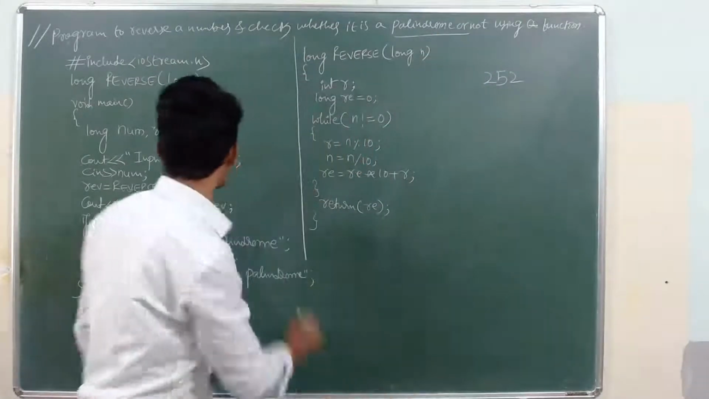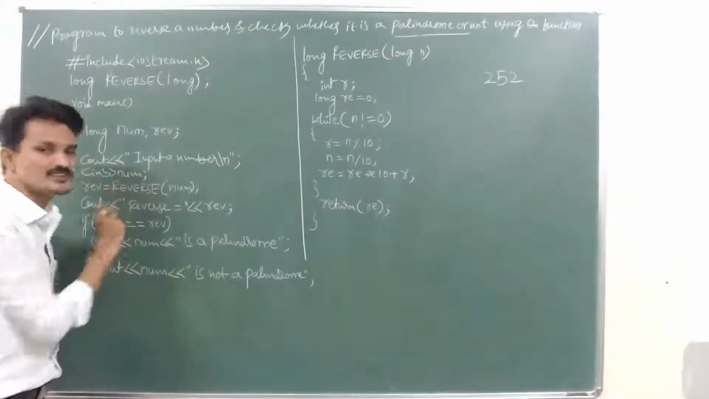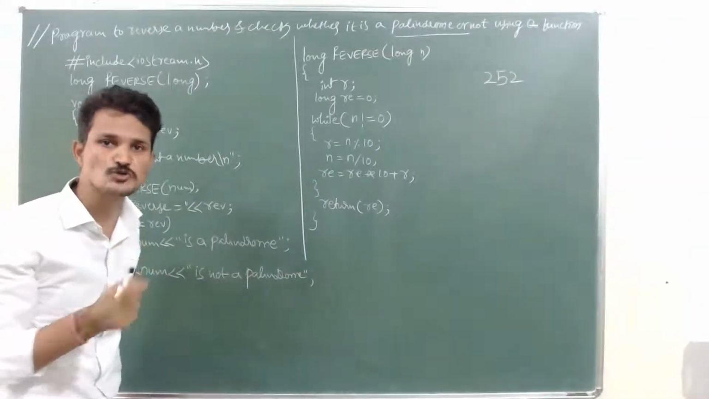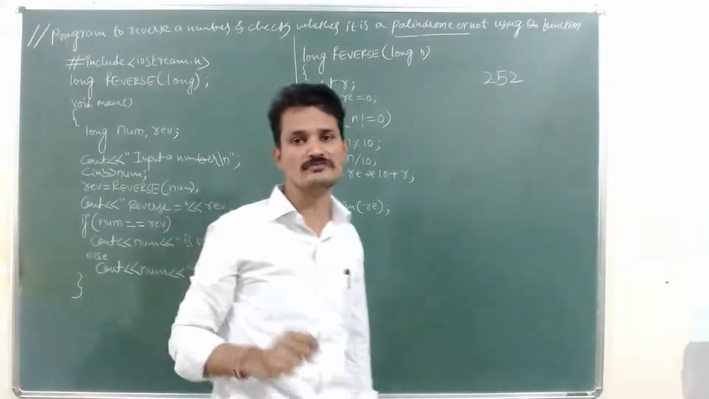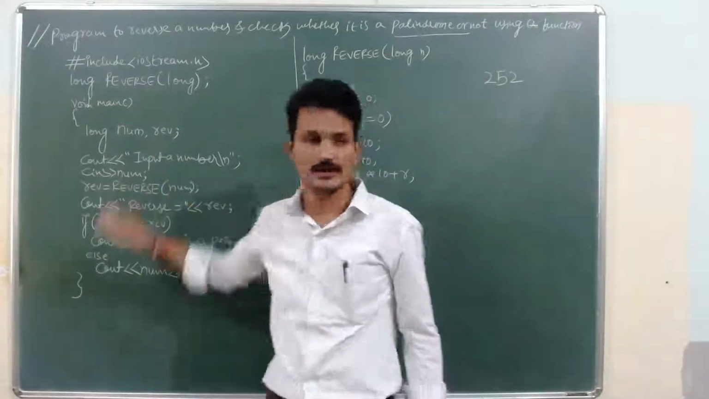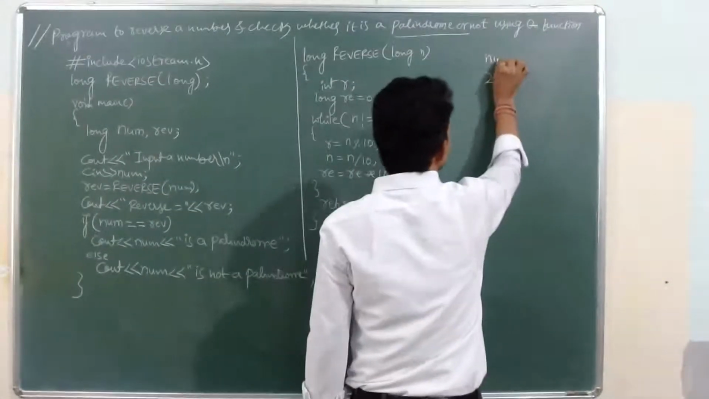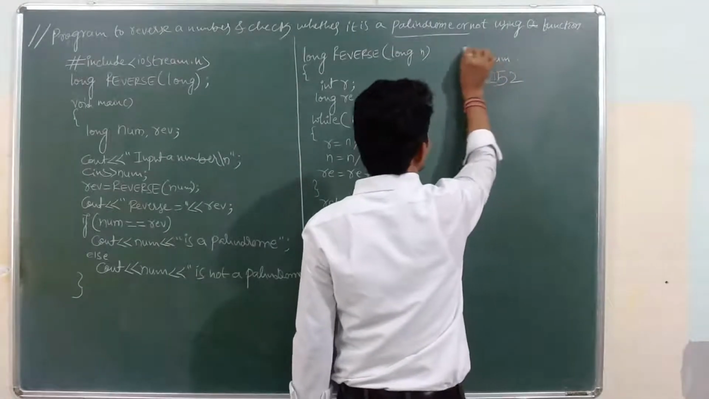Followed? So, accepted here. Input a number. We have given a number 252. 252 is stored in which variable? The num variable. Do remember, num is equal to 252.